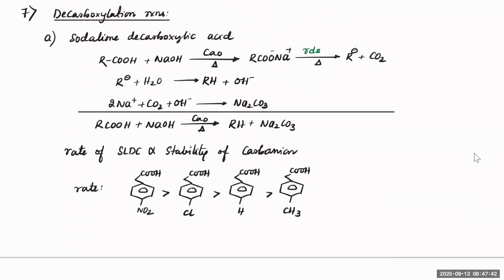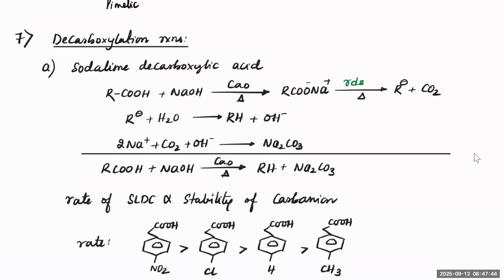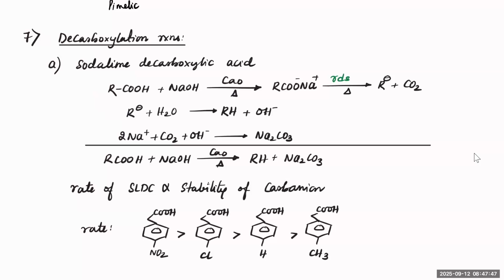Now, decarboxylation can also be observed using soda lime decarboxylation. Now I'm studying decarboxylation as an exclusive reaction. In that case, the first kind is soda lime decarboxylation. This we have learned earlier. If you have an acid plus NaOH, first you'll get a salt, and the salt in the presence of CaO and heat will slowly start converting into R minus and CO2.